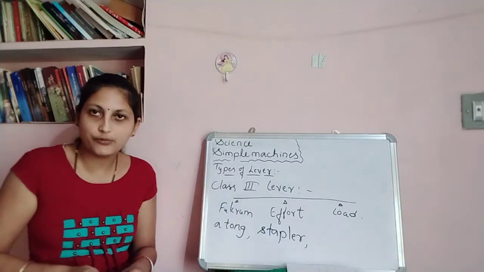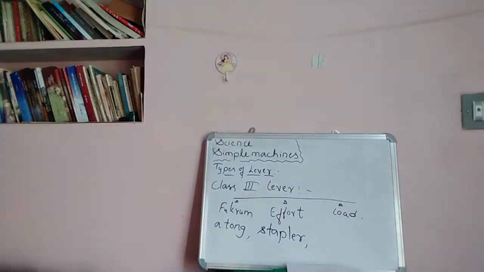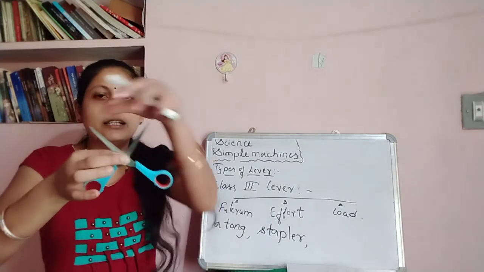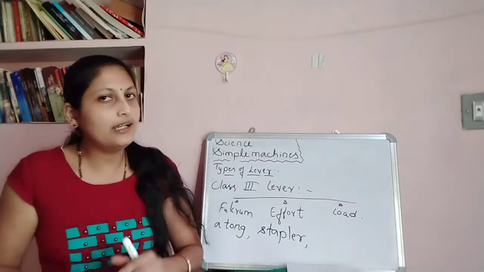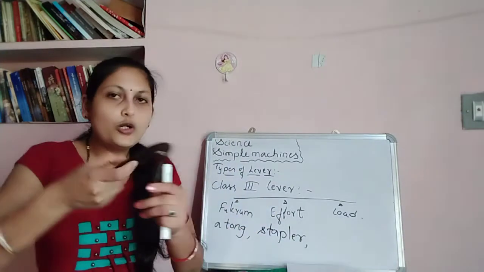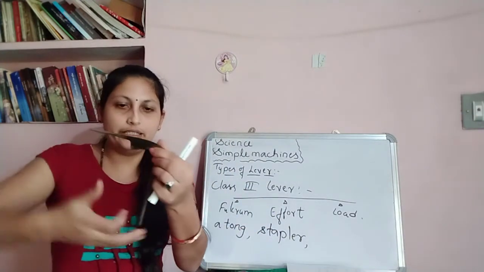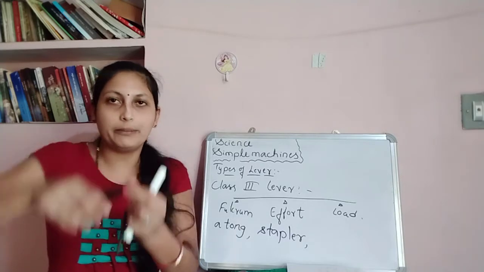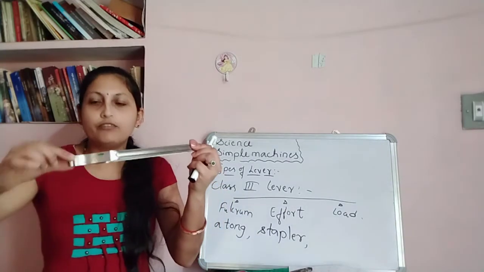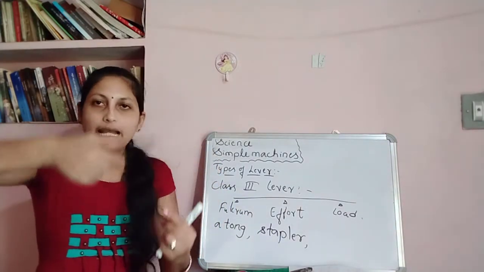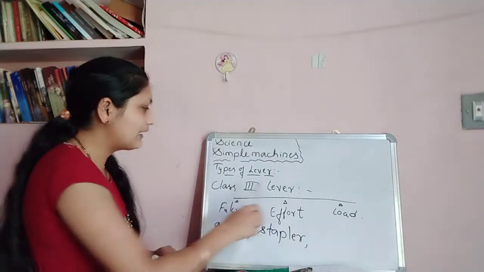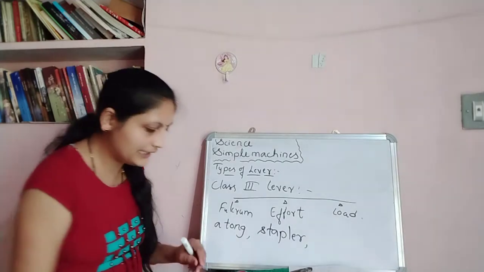In case of class 1 lever, fulcrum is at the center, load will be at the one end, effort will be at the another end. In case of class 2 lever, you can see that load will be at the center, fulcrum is at one end, effort is at the another end. In case of class 3 lever, load is at the one end, fulcrum is at the another end and we are applying force at the center. So effort is at the center. That is class 3 lever. So these are the three types of levers.